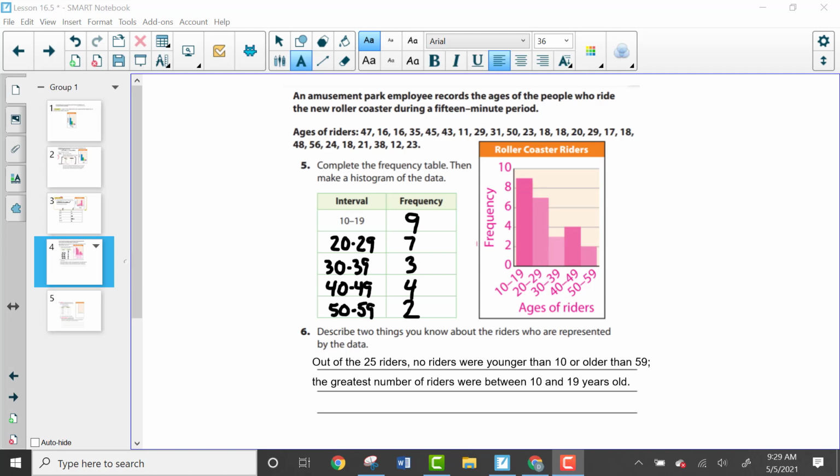So just remember with histograms, it is important to make sure that you keep your data organized and also make that frequency table first. The intervals must be the same throughout your frequency table. Also make sure the bars are the same width, they also touch, and from that you can easily read a histogram and the data that it represents.